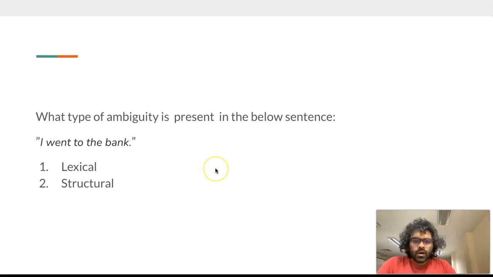So I hope you have heard about this kind of ambiguity. Let's discuss lexical ambiguity and structural ambiguity. Suppose this is a sentence: I went to the bank. What type of ambiguity do you find in this sentence? Is it lexical ambiguity or structural ambiguity, and why? This kind of ambiguity is quite common in the English language. But what kind of ambiguity is present here?